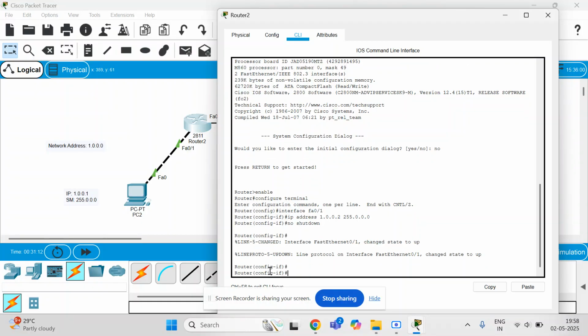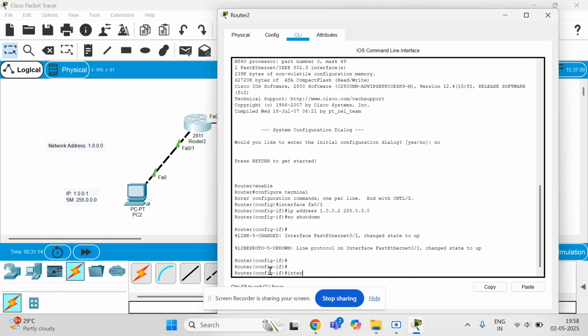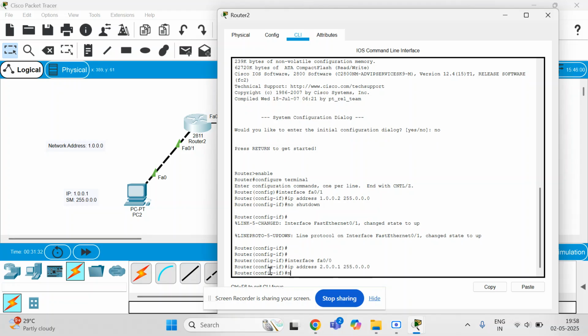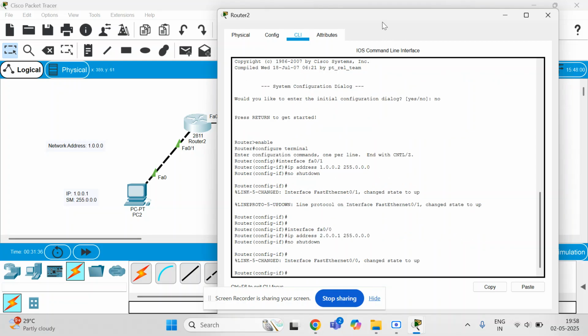So interface Fa0/0, IP address. It is of the 2.0.0.0 network, so I'm giving the IP as 2.0.0.1 and subnet mask of class A, and no shutdown. Right, this is done.